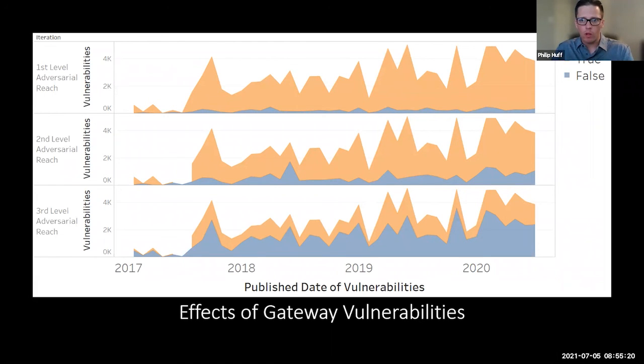So when we run the same analysis iteratively over gateway vulnerabilities in the sample data set, we see the ratio of safe to unsafe vulnerabilities almost flip. And this result demonstrates the importance of quickly addressing these gateway vulnerabilities. Plus, it shows the importance that firewalls have in preventing vulnerability exploits.